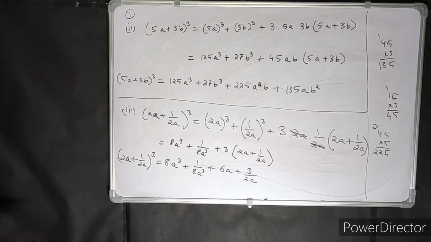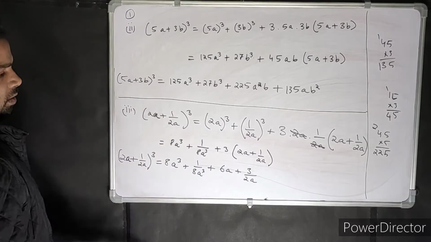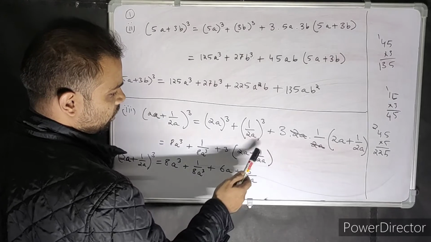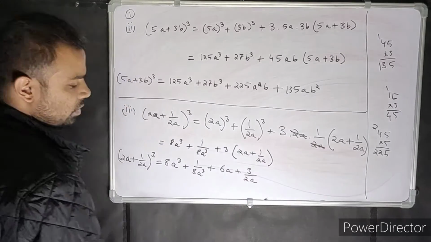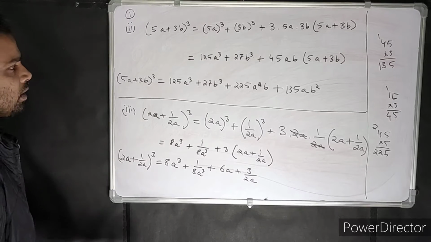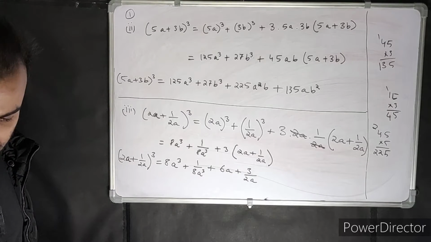Okay. 2 2s are 4, 4 2s are 8. Same thing over here. 3 2s are 6 here. And that 3 got multiplied with a 1 over here. 3 by 2. That's your answer. Final answer. Okay. Let's go on to the next.